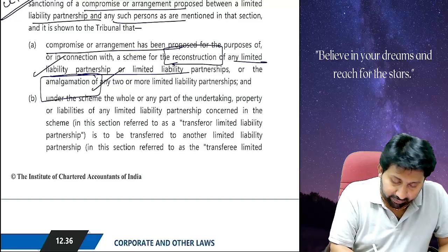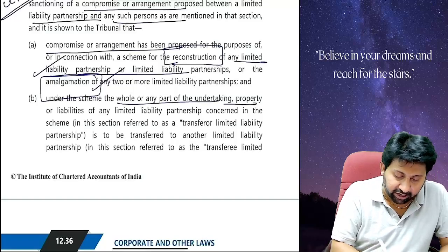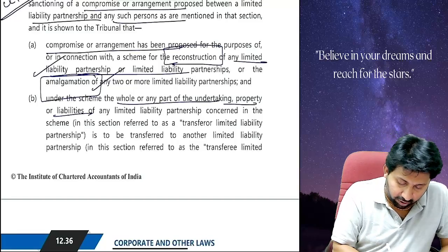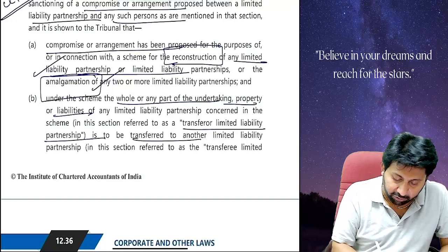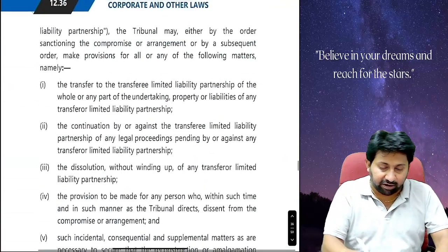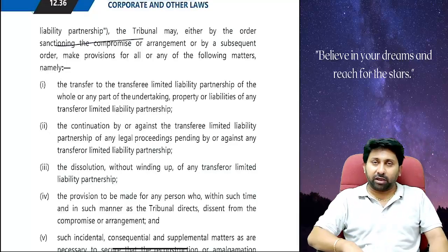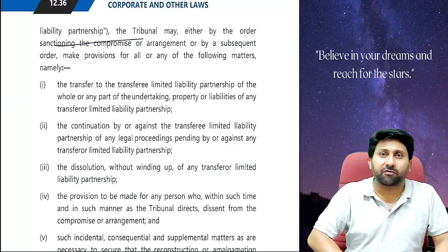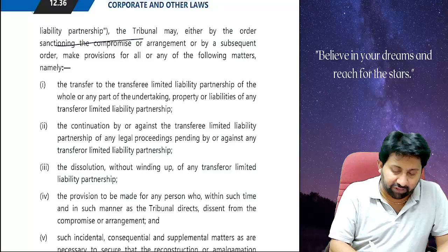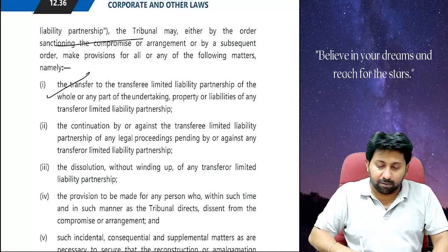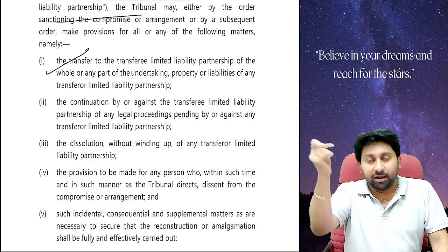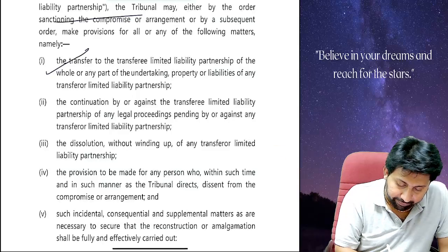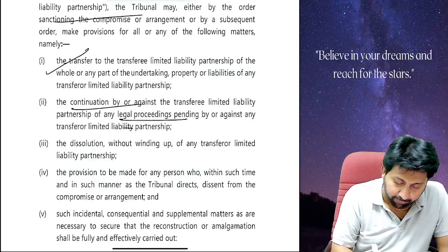Here, the whole or part of the undertaking, property or liabilities of one company, called the transferor LLP, is to be transferred to another company, called the transferee LLP. When they transfer, what will be transferred? The whole or part of the undertaking will be transferred. Number two, any legal proceedings pending in the name of the transferor LLP will transfer to the transferee LLP. That's called the continuation of legal proceedings.